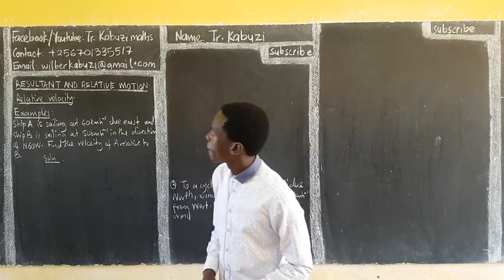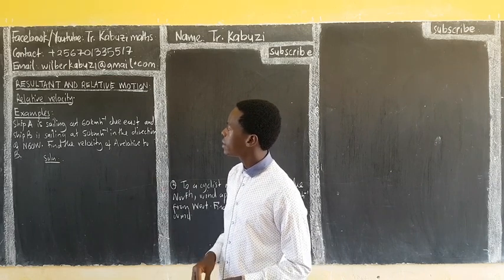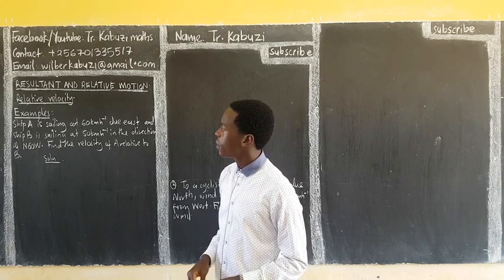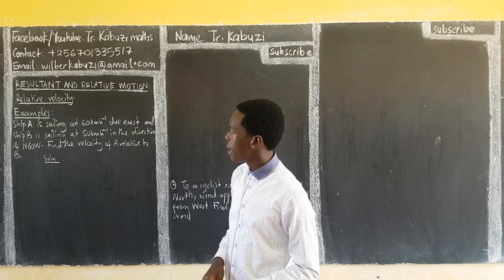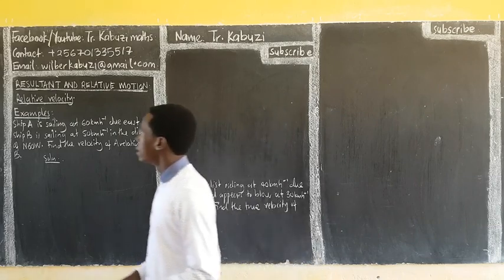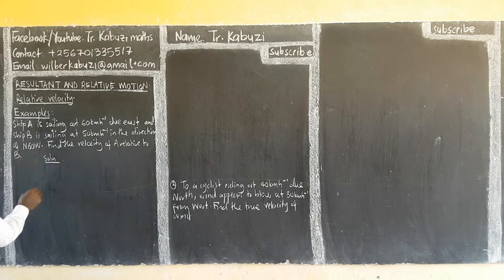Ship A is sailing at 60 kilometers per hour due east, and ship B is sailing at 50 kilometers per hour in the direction of north 60 degrees towards the west. Find the velocity of A relative to B. So in simple terms, what we do, we draw a simple sketch.